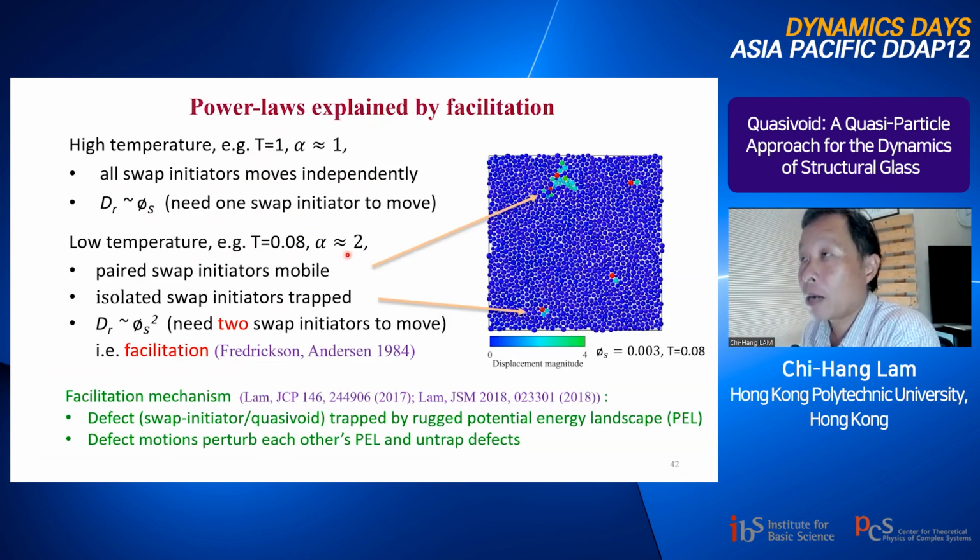At low temperature, when alpha is roughly 2, this is different, like this. When we have paired swap initiators close by to each other, because of facilitation, they perturb each other's trap, and then they are mobile. That initiates a lot of motion in the regular particles. In contrast, the isolated swap initiators are trapped. So each regular particle requires 2 swap initiators to move. And then we have a power of 2. That's the facilitation. So that also explains intuitively the power law, just like in chemical kinetics.